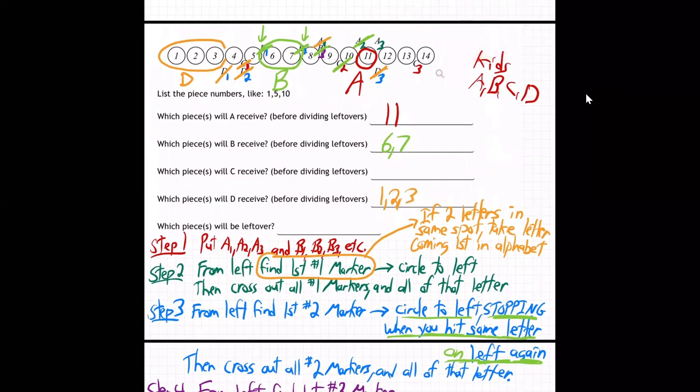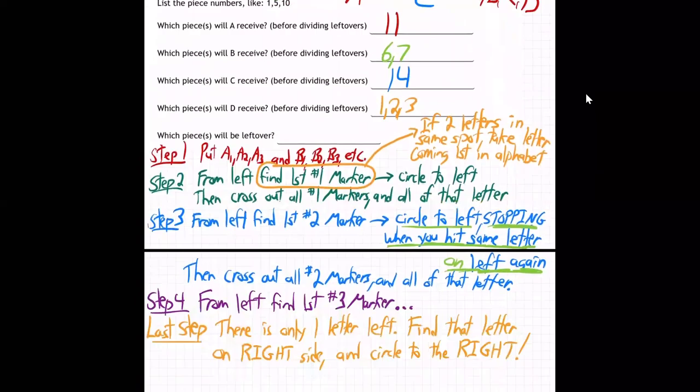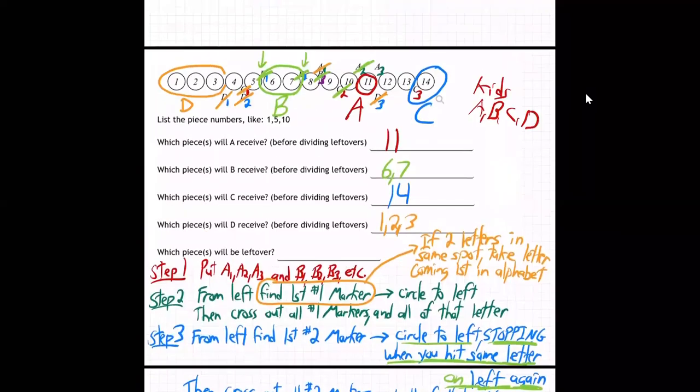And circle to the right. Remember, right there. And there's C. C gets candy 14. Does that make sense? See that last step? On the last step, there's only 1 letter left. Find that letter on the right side. Circle to the right. So there it is. That's C's candy. Remember, C did put a marker right here between candies 13 and 14, saying he would be happy with just candy 14. So we give him just candy 14.